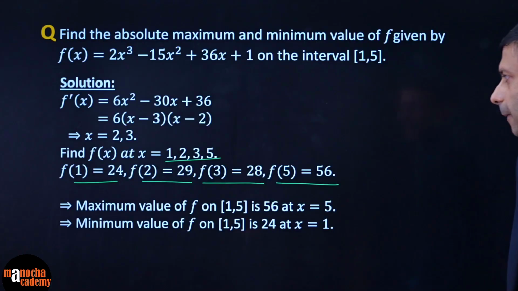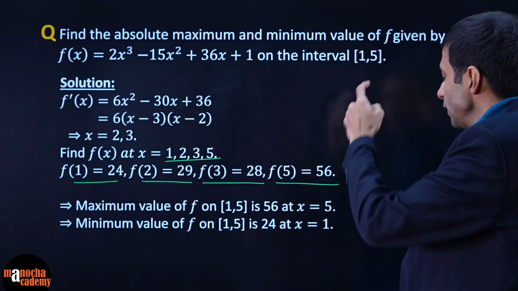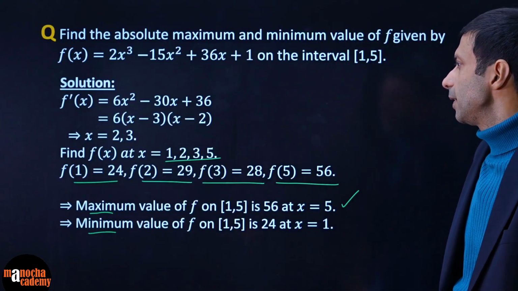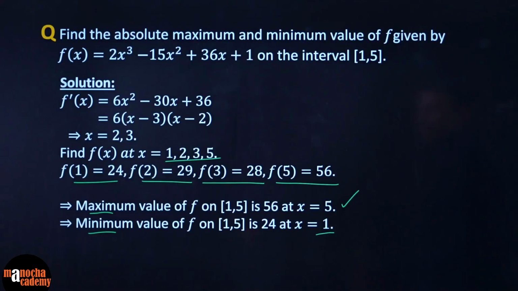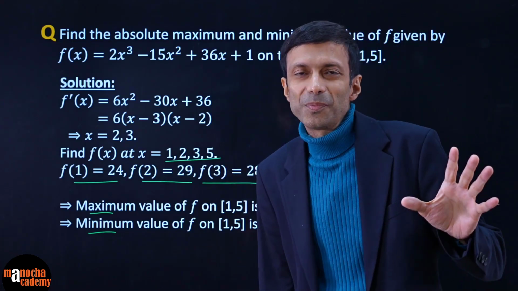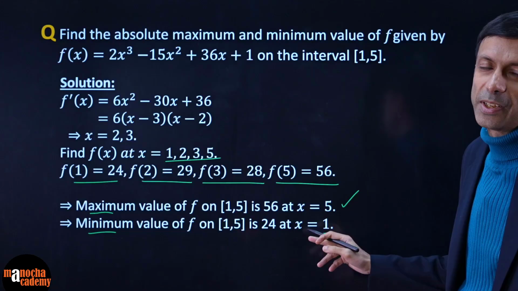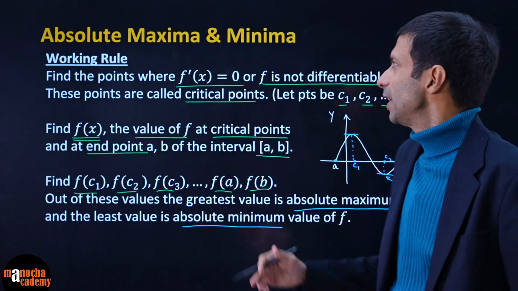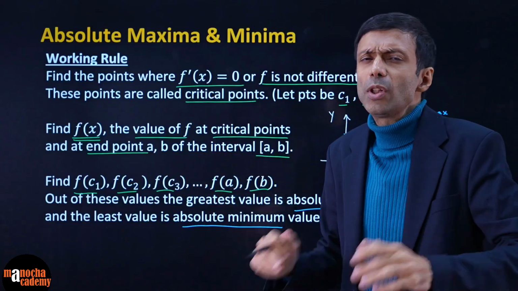Now you can clearly see what the maximum value is: 56. It's happening at an extreme point, at x equal to 5. That is your maximum value. And when is the minimum value happening? It is happening at f of 1, 24. So that means the critical points were local maxima and minima. They were not the absolute. The extreme points, the end points, are the absolute maxima and minima. Clear? So the working rule is very beautiful. It just says do f dash x equal to 0, find your critical points, and then, two things, critical points and extreme points. Substitute the values, done.